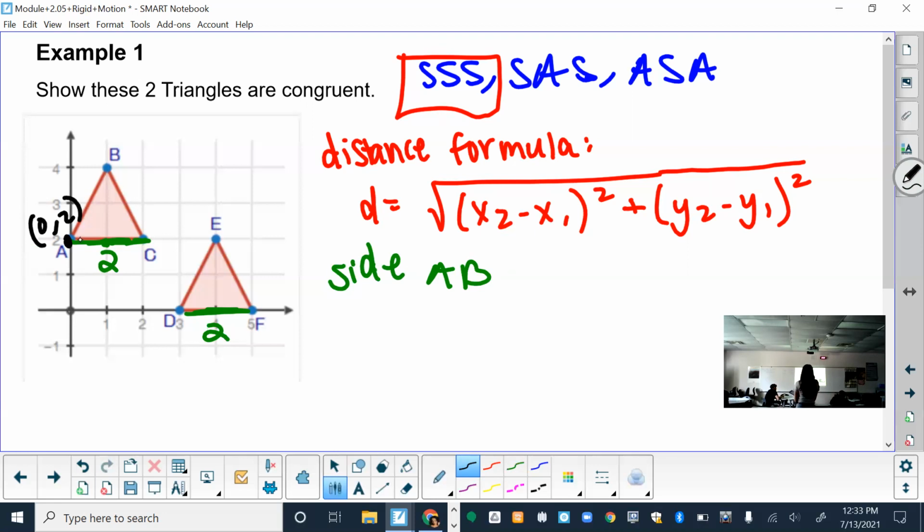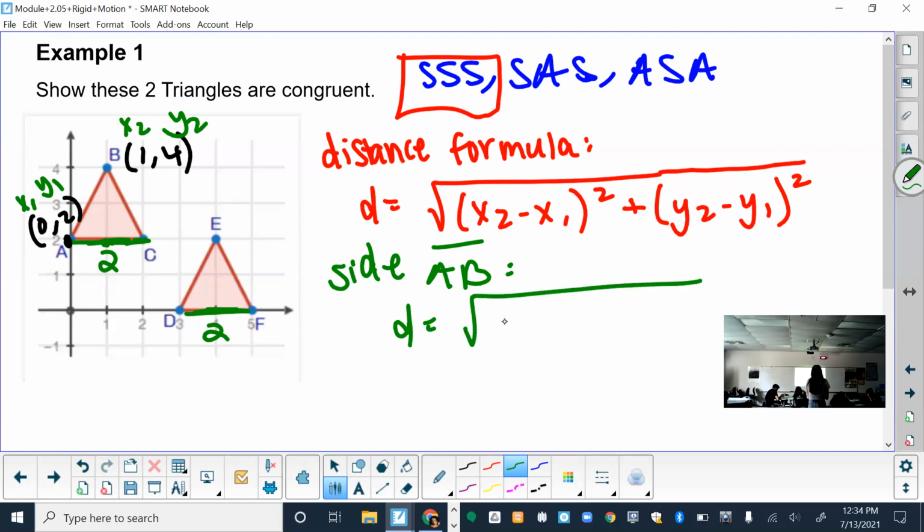The x-axis and the y-axis. What about B? 1, 4. All right. So for side AB, to figure out the distance between those, label one of them as x1, y1, the other as x2, y2, and plug it into your distance formula. All right, so we label it like this. It goes 1 minus 0 squared plus 4 minus 2 squared.